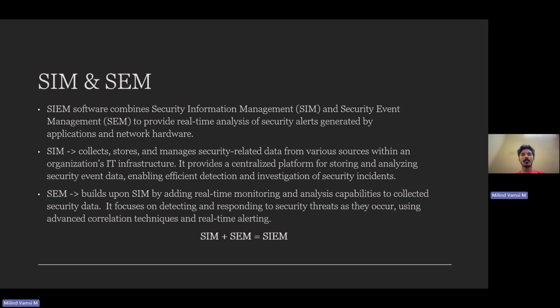Next comes SEM. SEM is more about processing the data in real time to monitor, correlate, and notify about the security events that are being generated on a regular basis. It is short for security event management. So here you make use of the logs collected from the SIM and focus on detecting and responding to security threats as they occur using advanced correlation techniques and real-time alerting. These two processes, when merged together, form the SIEM.